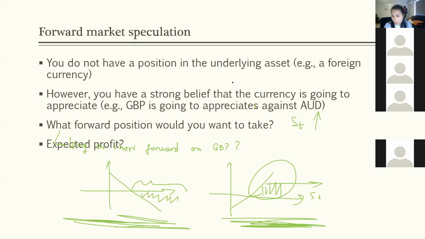Expected profit. The expected profit from your position will be the payoff of the forward contract. So in this case, if I long, my expected profit is going to be this: ST minus F.